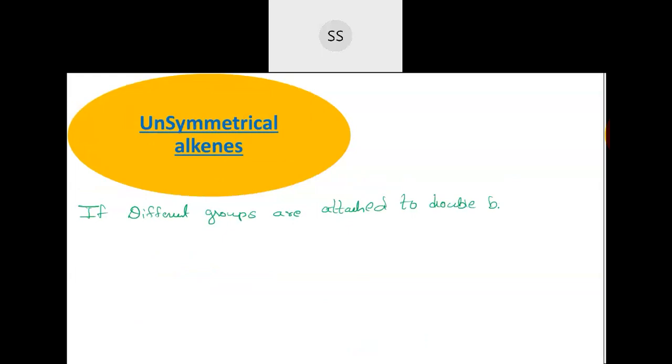An example of an unsymmetrical alkene is CH3-CH=CH2, which is propene. If I break across the double bond, what fragments will I get? I will get CH3-CH on one side, and on the other side I will get CH2. The fragments I end up getting are different, correct? So we call it an unsymmetrical alkene.